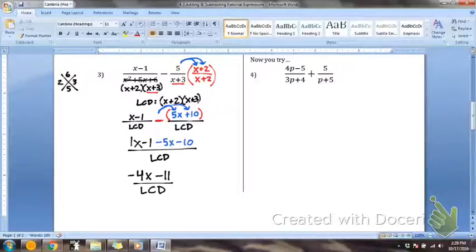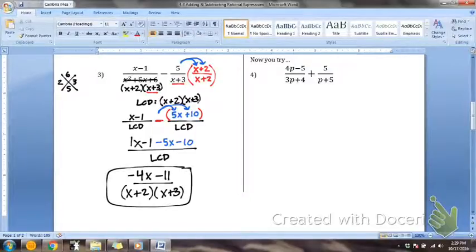So what do we have in the denominator then? What do we actually put in the denominator now? Good. So we change this back to be x plus 2, x plus 3. Once we get to our final step where we can't do anything, that's when we write our x plus 2 and x plus 3. Any questions on number 3?